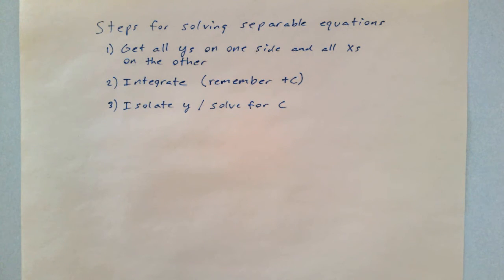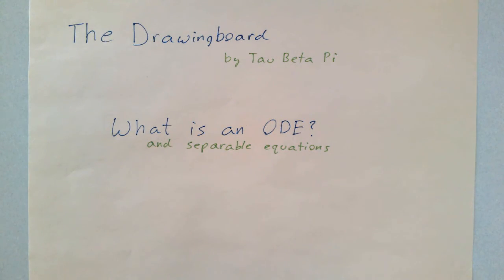Remember that if you aren't given any value that would allow you to solve for c, that doesn't mean that c is automatically 0. You still have to write plus c and isolate y, leaving c as an unknown. And with that, you now know how to define an ODE and how to solve separable equations.